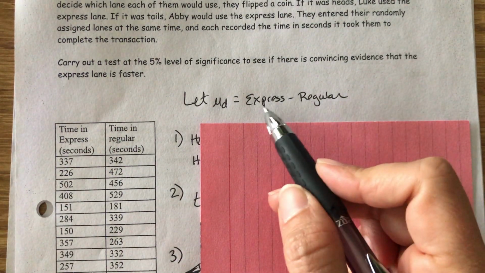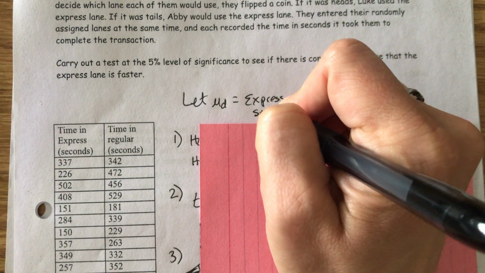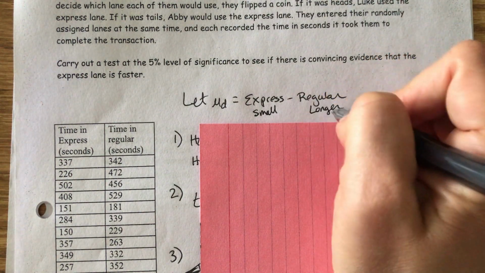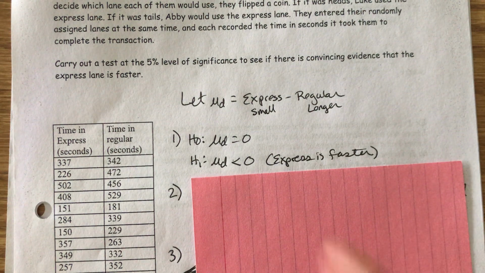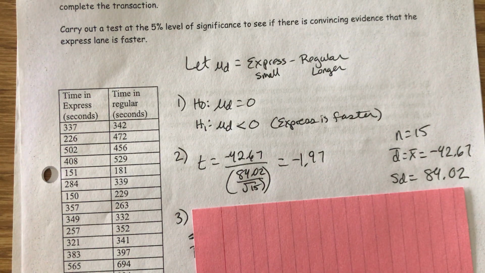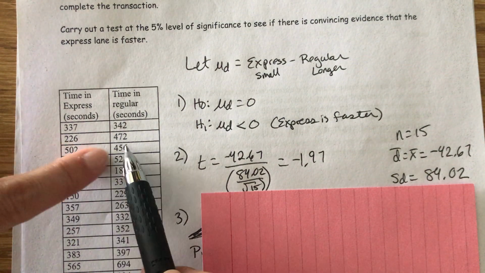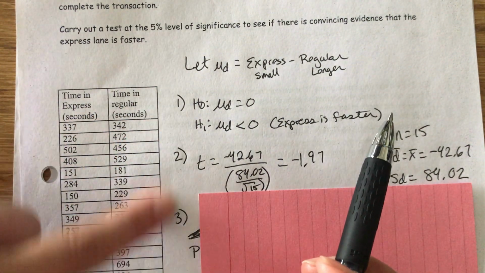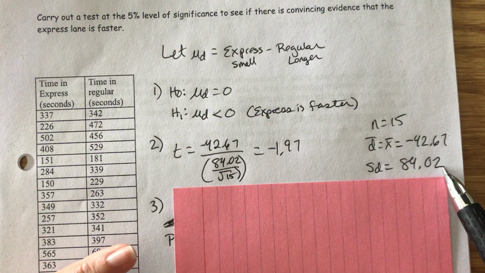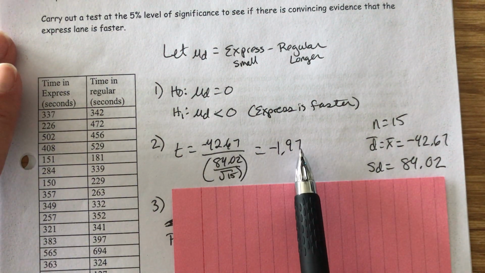If you have express minus regular, we're testing is the express lane faster. So if this is faster, then that means that this is going to be a smaller amount of time, and this is going to be a longer amount of time, right? Faster, longer. So small minus long is going to be a negative number. All right, which means that when you did all your subtractions, this minus this, get your answer. This minus this, get your answer. This minus this, get your answer. Put in all those differences. You should have had these as your values for your differences, which gave you this as your answer for your formula.